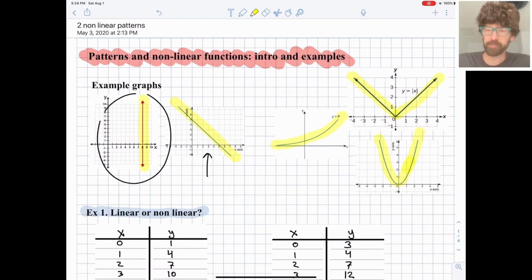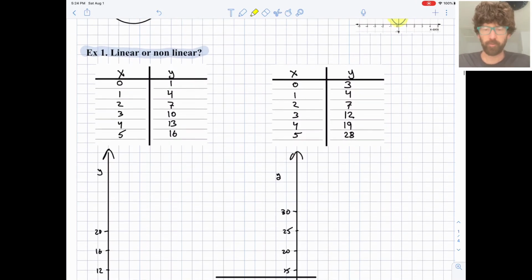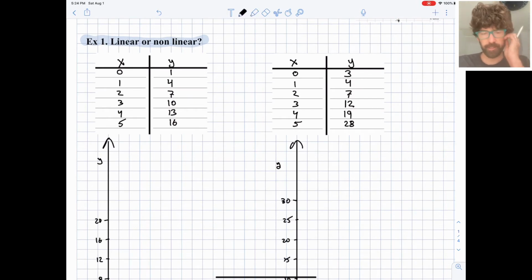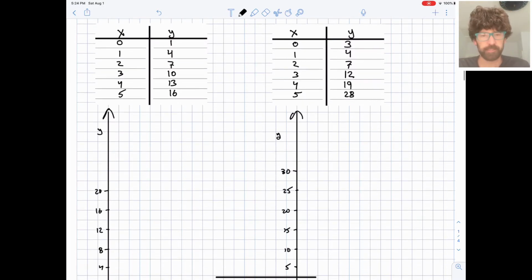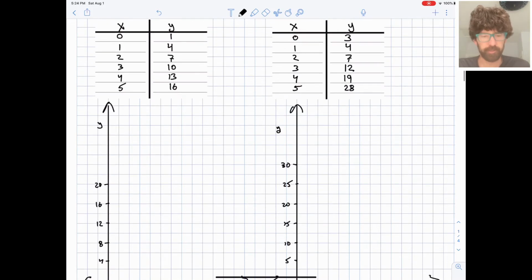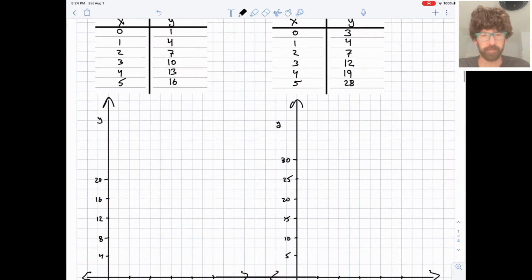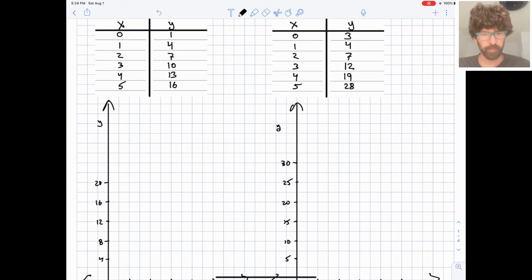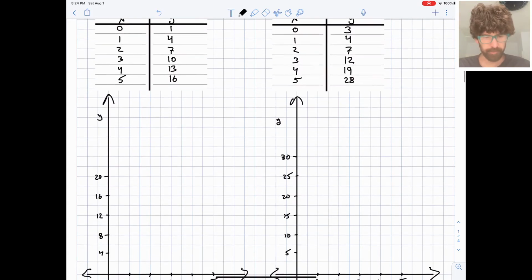So one of the first challenges that we'll have to work with in this topic is to figure out, is a pattern linear or is it nonlinear? The easiest, although maybe a little more time-consuming way of doing it, is to just plot the points. So I want to do that with these two data sets, and then I will show you a little bit of an easier way of determining if things are linear or nonlinear. So let's work with the left-hand one first.